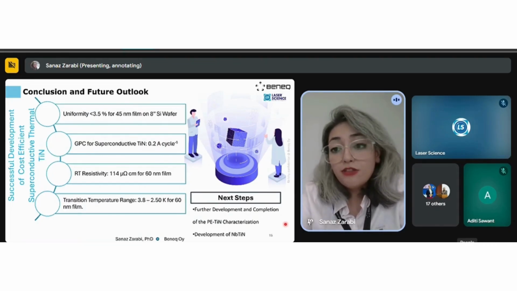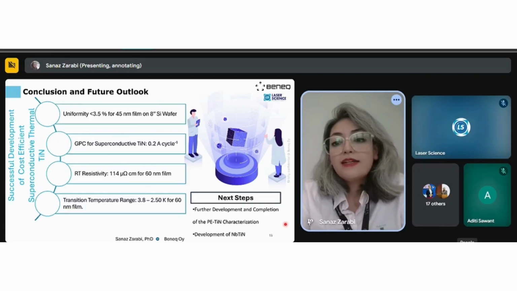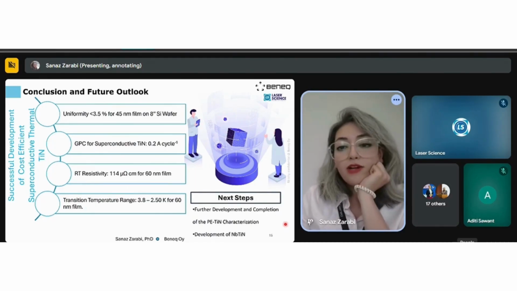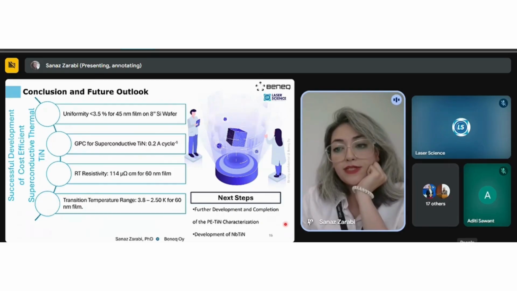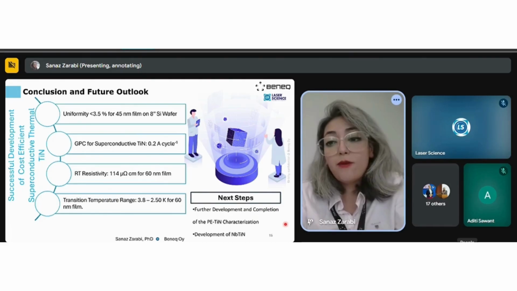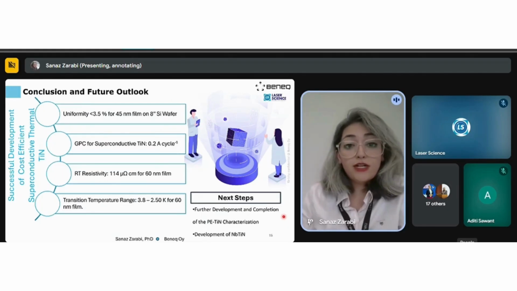The optical properties were: the refractive index was 0.92 and the extinction coefficient value was 2.32 at 633 nanometer wavelength. The room temperature resistivity was 114 microohm centimeter and the superconducting transition temperature range was from 3.8 to 2.5 Kelvin for a 60 nanometer film.